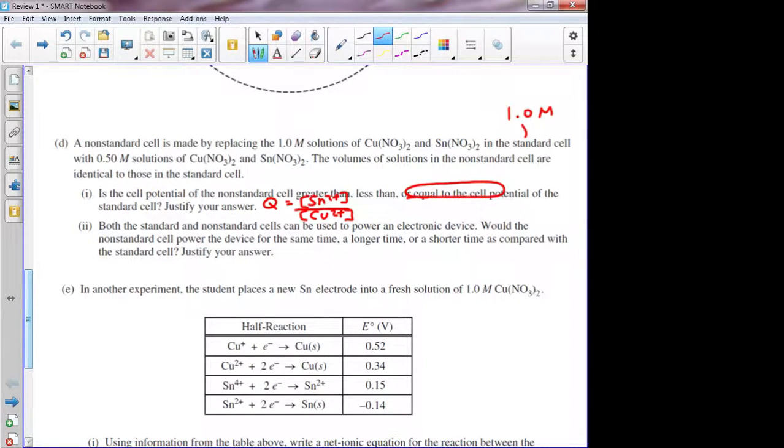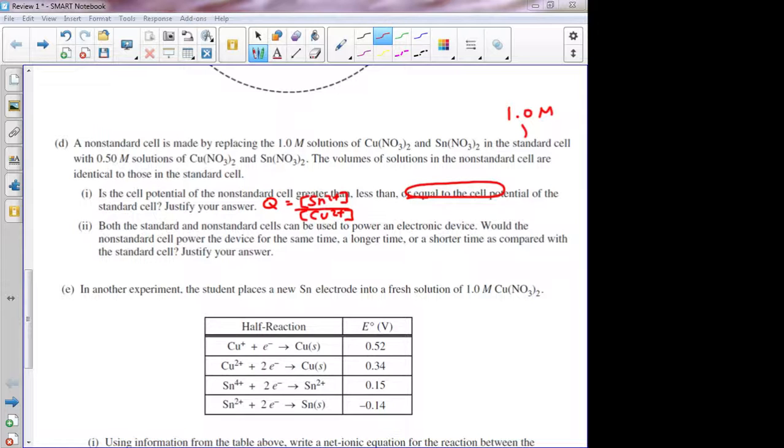Both of these concentrations are still the same. If I do 1 divided by 1, what do I get? 1. If I do 0.5 divided by 0.5, what do I get? 1. Do we see that? So the cell potential does not change. It remains the same. So the equation would be your justification. Yes. Your equation is your justification there.